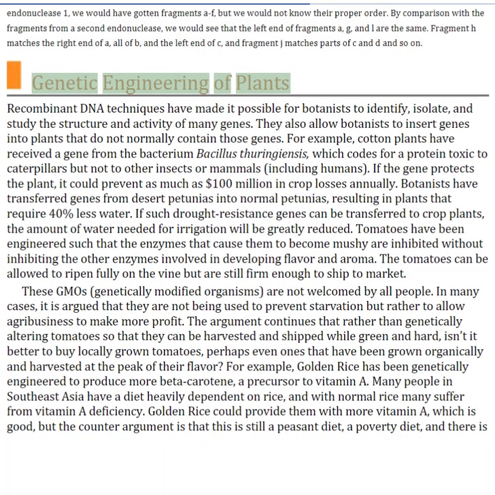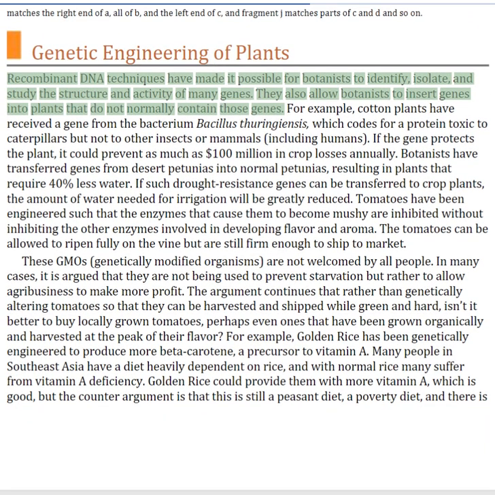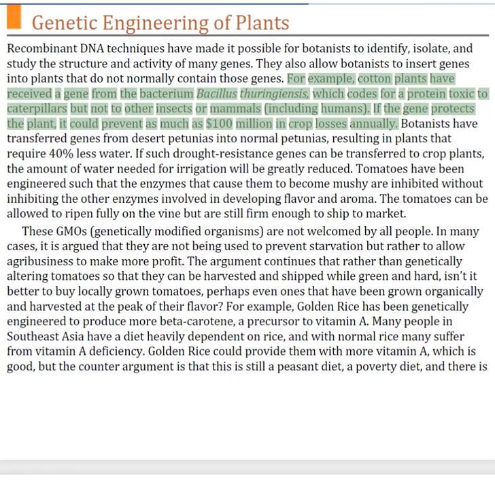Genetic engineering of plants. Recombinant DNA techniques have made it possible for botanists to identify, isolate, and study the structure and activity of many genes. They also allow botanists to insert genes into plants that do not normally contain those genes. For example, cotton plants have received a gene from the bacterium Bacillus thuringiensis, which codes for a protein toxic to caterpillars but not to other insects or mammals. If the gene protects the plant, it could prevent as much as $100 million in crop losses annually.